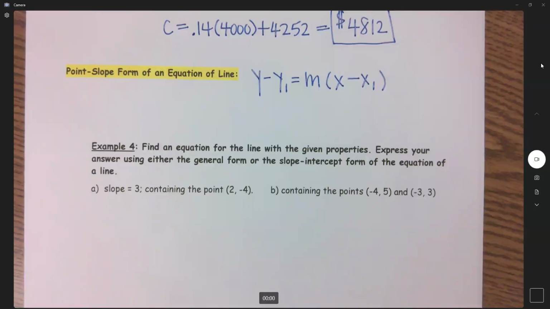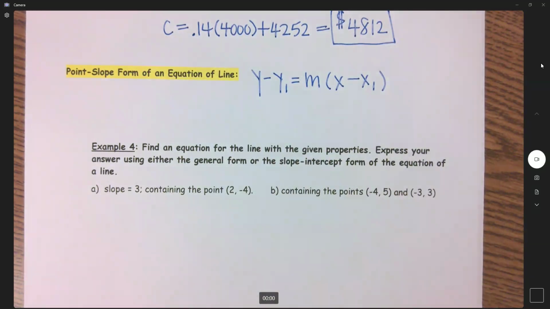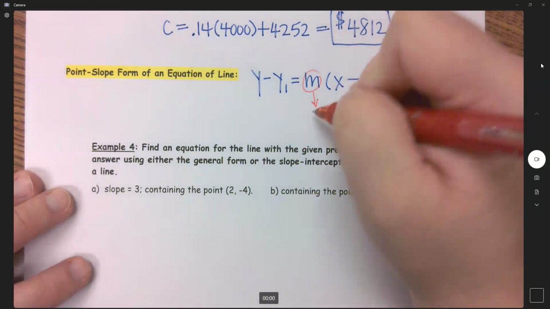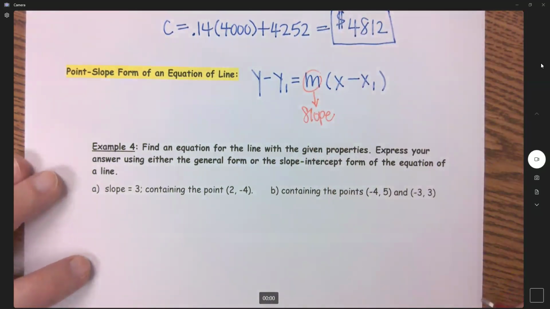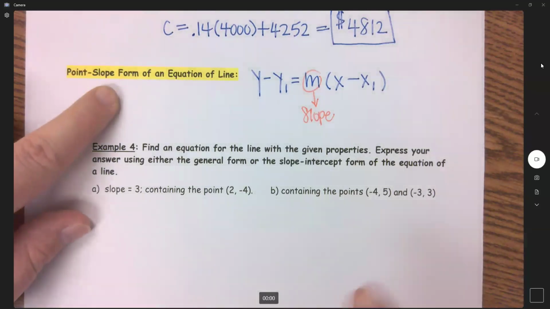In the last video, we focused on slope-intercept form, and so now we're going to focus on a second form of an equation of a line, and that is point slope. Point slope is this: y minus y1 equals m times x minus x1. So what do all of these things represent? Hopefully we recognize m. M is our slope. And because it is called point slope, we already have the slope right here.